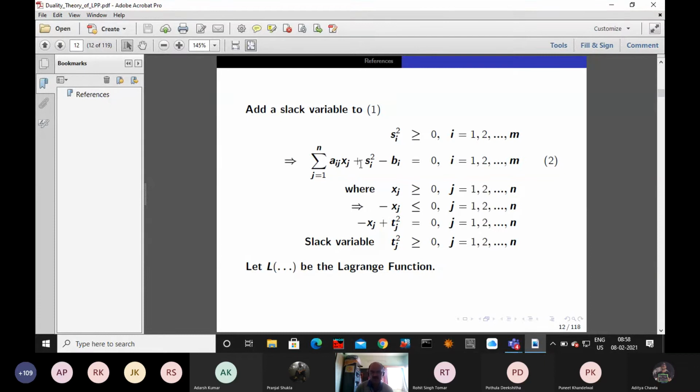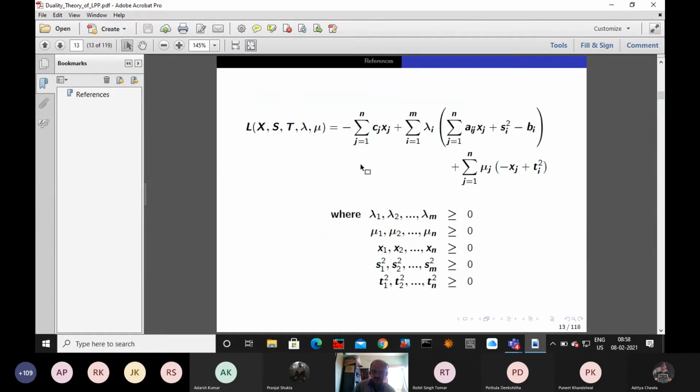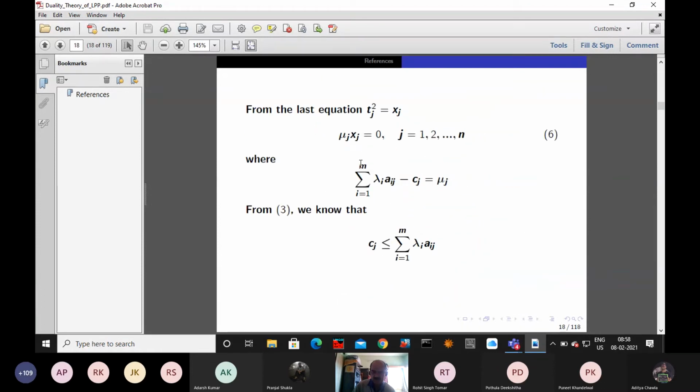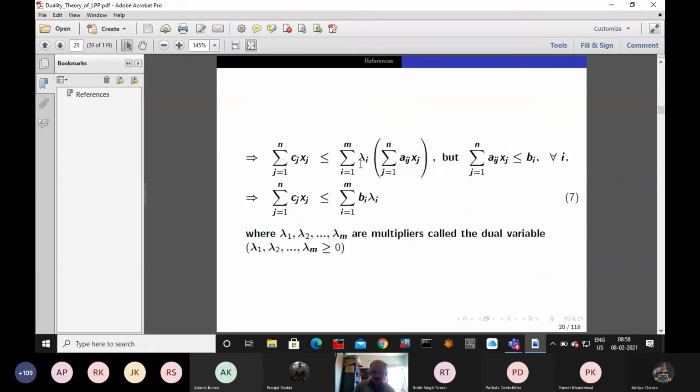So that difference, so we have reached here. This summation of j varies from 1 to n cj xj is the left hand side, the primal auxiliary function, and the right hand side is the dual auxiliary function, but we are not using lambda 1, lambda 2 directly. So this primal auxiliary function is less than or equal to the dual auxiliary function, so we are expressing the relations between the primal objective function and the dual objective function.